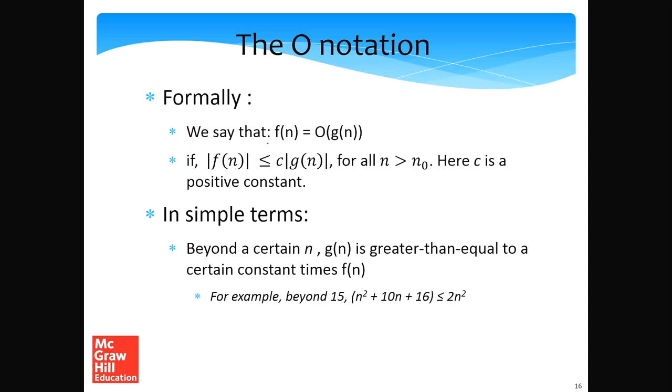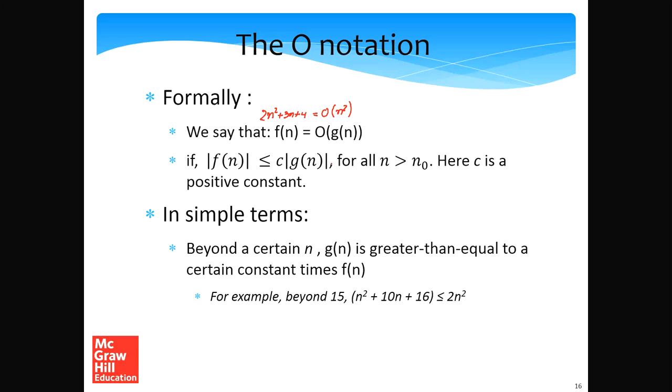Formally we say that a function f(n) is order of, so big O of g(n), if f(n) is less than or equal to a constant c times g(n) for all n greater than some n0, where c is a positive constant. I'll explain it with an example, but let me say what this means in a slightly colloquial sense. Let's consider two functions, f(n) and g(n). Let's say this function is the same old function, 2n square plus 3n plus 4. And we are saying that this is order of n square.